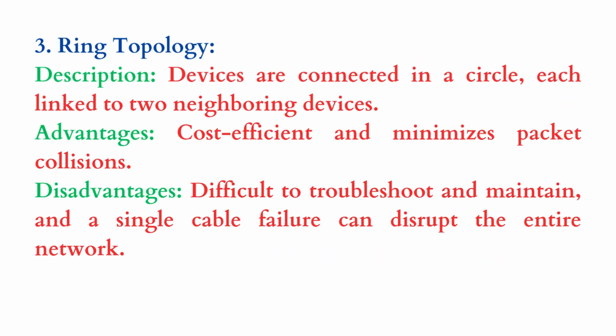3. Ring topology. Description. Devices are connected in a circle, each linked to two neighboring devices. Advantages. Cost-efficient and minimizes packet collisions. Disadvantages. Difficult to troubleshoot and maintain, and a single cable failure can disrupt the entire network.